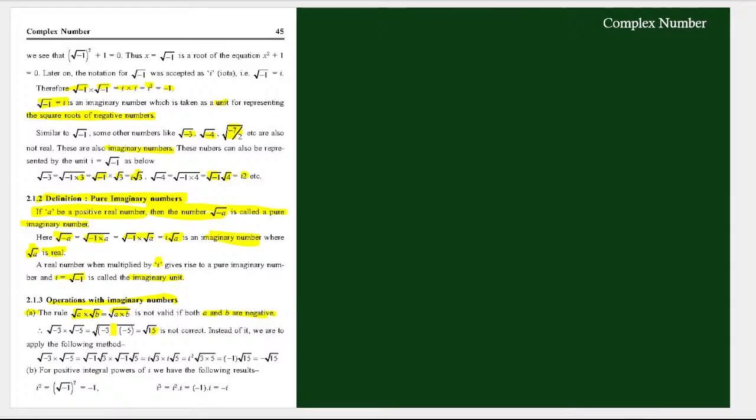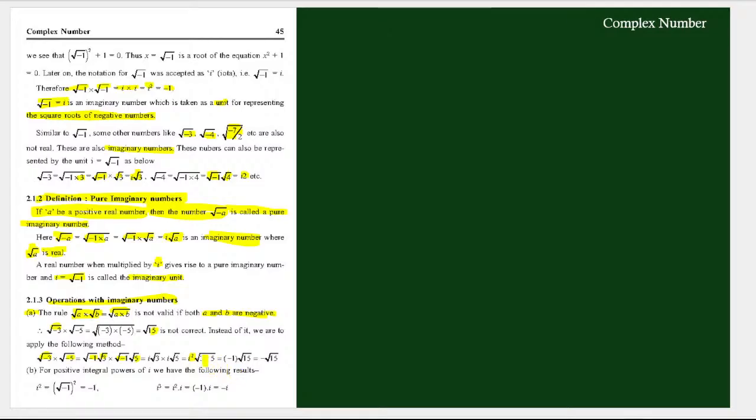Instead of it, we have to break down. So root over minus 3 is nothing but root over minus 1 into root 3. Similarly, root over minus 5 is root over minus 1 into root 5. And root over minus 1 is nothing but your i. So i root 3 into i root 5. i into i is your i square.